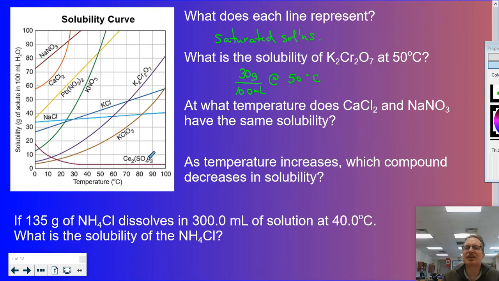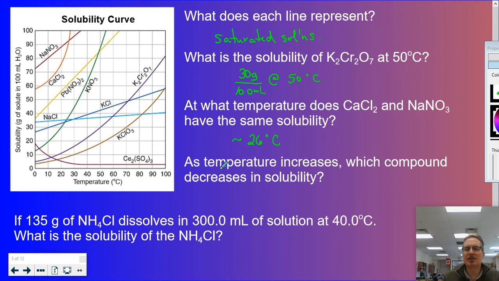At what temperature do calcium chloride and sodium nitrate have the same solubility? So let's find calcium chloride. That's this guy. And sodium nitrate, well, it looks like they meet up right here. So the temperature looks like it's just a little bit higher than halfway. So it looks like it would be about 26 degrees Celsius. And again, if you want to put one of these, that means approximately 26 degrees Celsius.